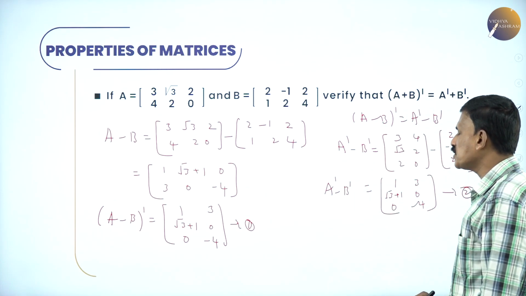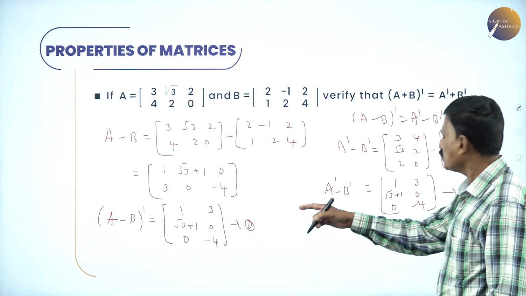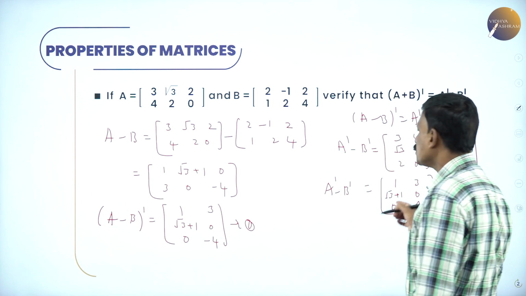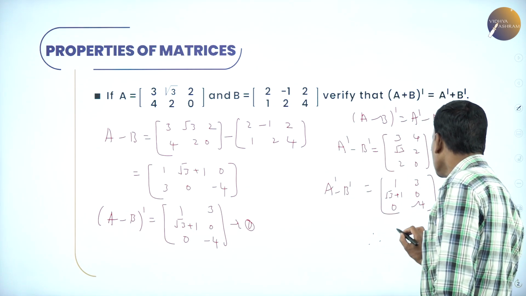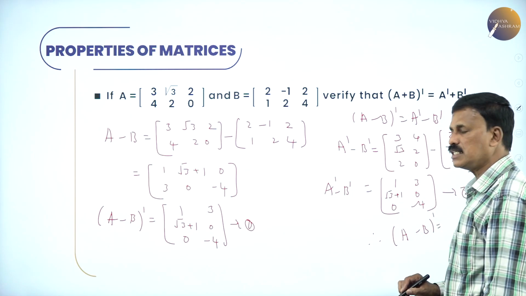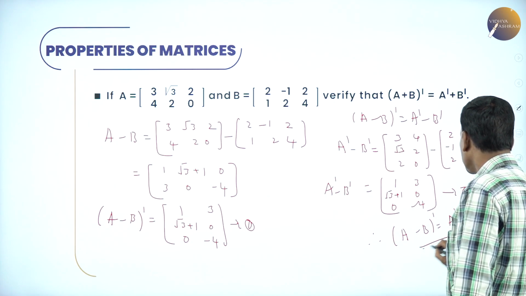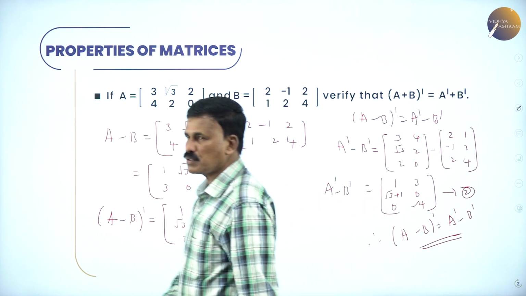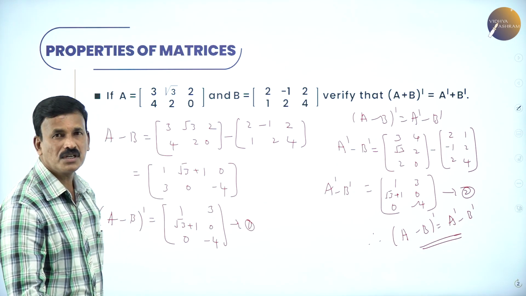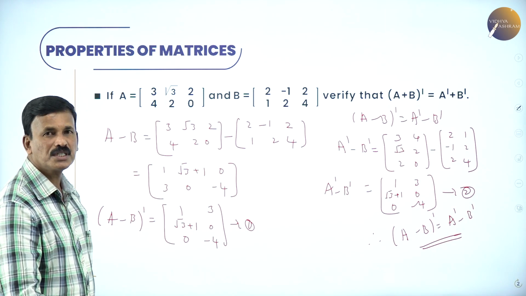Now what do you say from equation number 2? 1, 3, root 3 plus 1, 0, 0, minus 4. So the RHS are equal, therefore LHS is also equal. So from 1 and 2 we can say that (A minus B) whole dash is also equal to A dash minus B dash. So these are the two problems very important for 2 markers. (A plus B) whole dash is equal to A dash plus B dash and (A minus B) whole dash is also equal to A dash minus B dash.